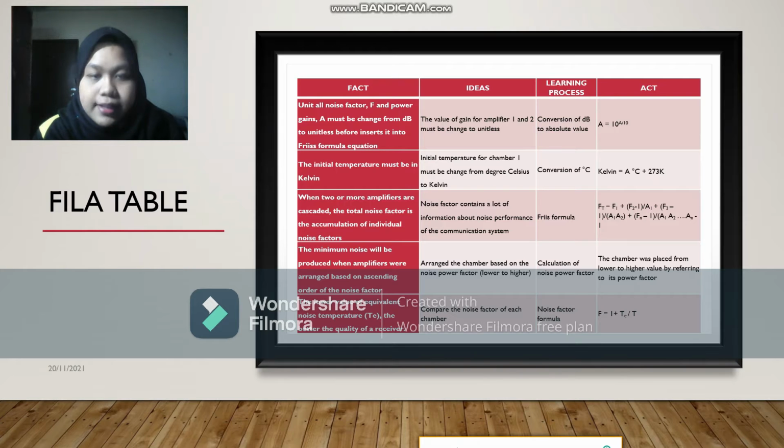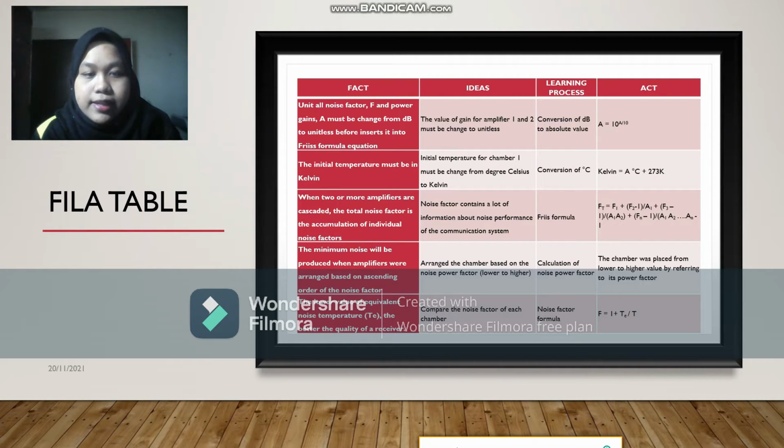The fourth fact, the minimum noise will be produced when amplifiers are arranged in ascending order of noise factor. Arrange the chamber based on the noise power factor from lower to higher. The learning process, calculation of noise power factor. The chamber was placed from lower to higher value by referring to its power factor.